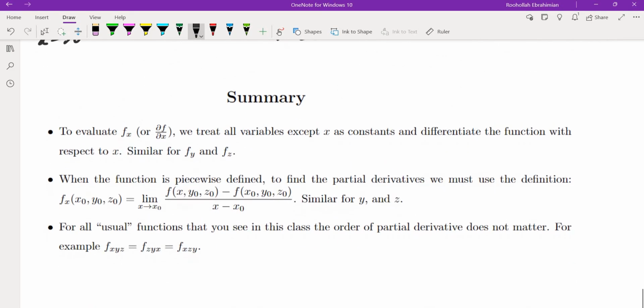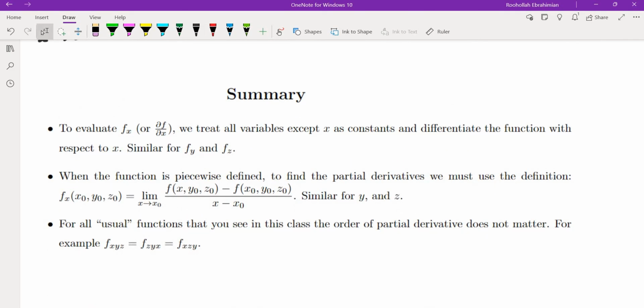So to summarize what we did in this video, we talked about partial derivatives. To evaluate partial derivatives, we have to treat all of the other variables as constant and then differentiate as usual. If your function is given as a piecewise defined function, then you'll have to use the limit definition. And finally, for all of the functions that we're dealing with in this class, order of differentiation does not matter.